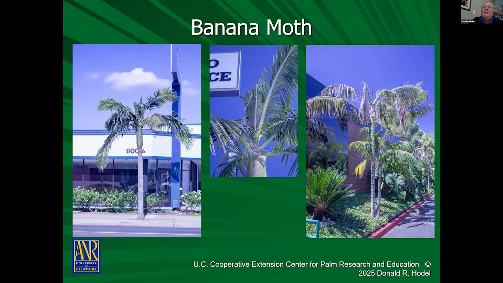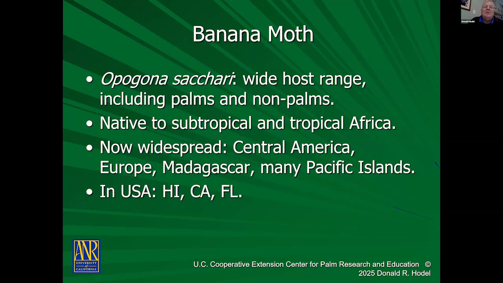Now the final pest I wanted to talk about today is the banana moth, which for me flew under the radar because the symptoms are typically in the newer leaves. And I attributed these symptoms to mineral deficiencies. But as it turned out, they weren't. The banana moth has a wide host range, including palms and non-palms. It's native to subtropical and tropical Africa. It's now widespread in Central America, Europe, Madagascar, and many Pacific islands. In the USA, it's in Hawaii, California, and Florida.